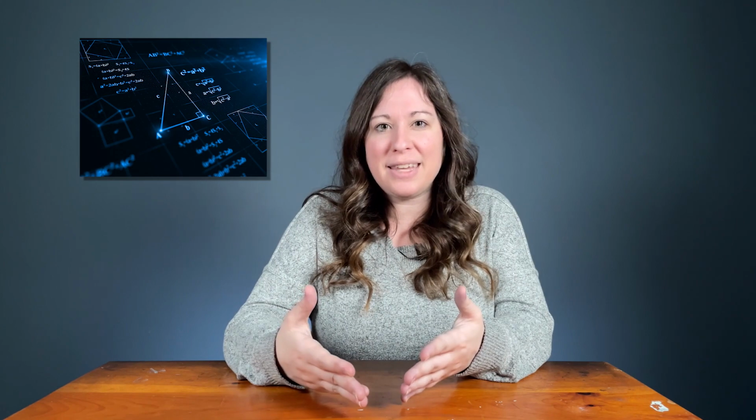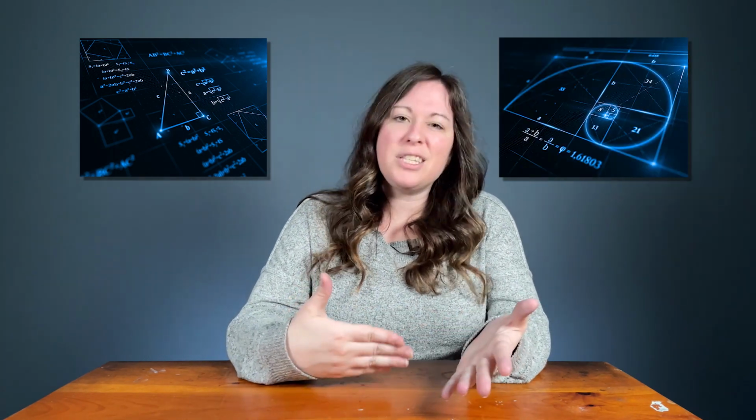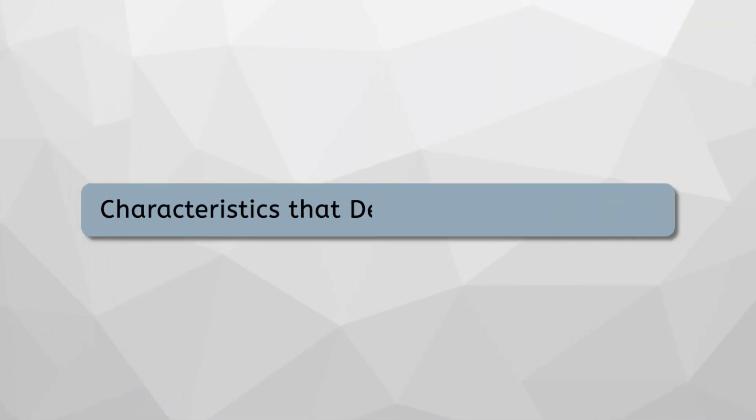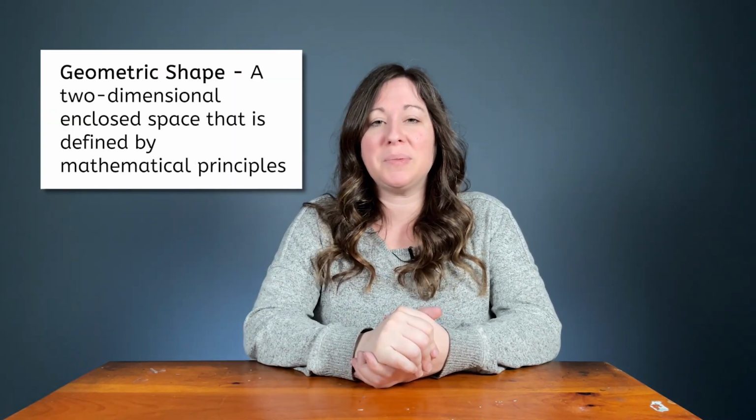There are many mathematical terms and equations to know when it comes to geometric shapes, like the Pythagorean theorem or Fibonacci sequence. But in art, the way that we use and discuss geometric shapes is quite different. A geometric shape is a two-dimensional enclosed space that is defined by mathematical principles.